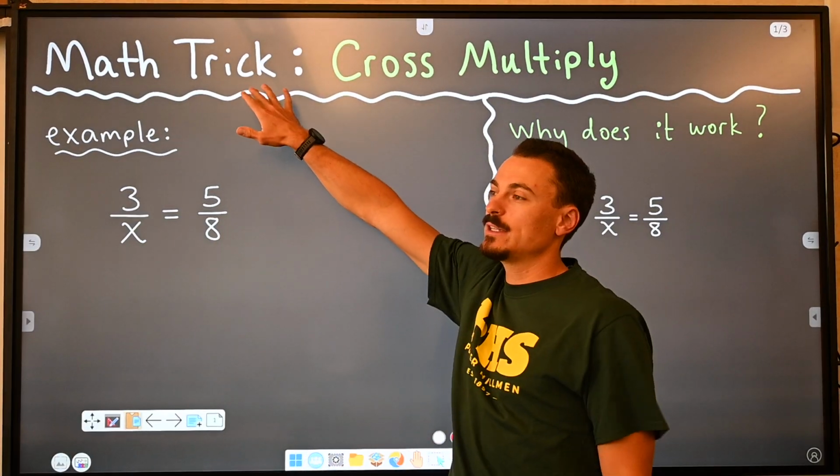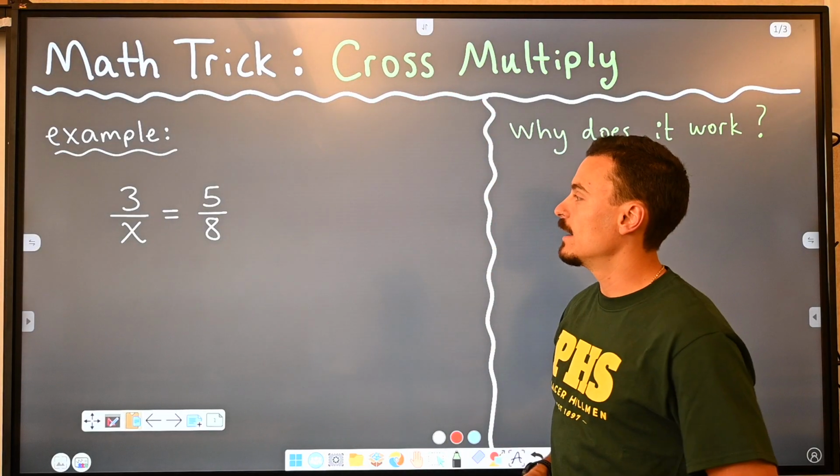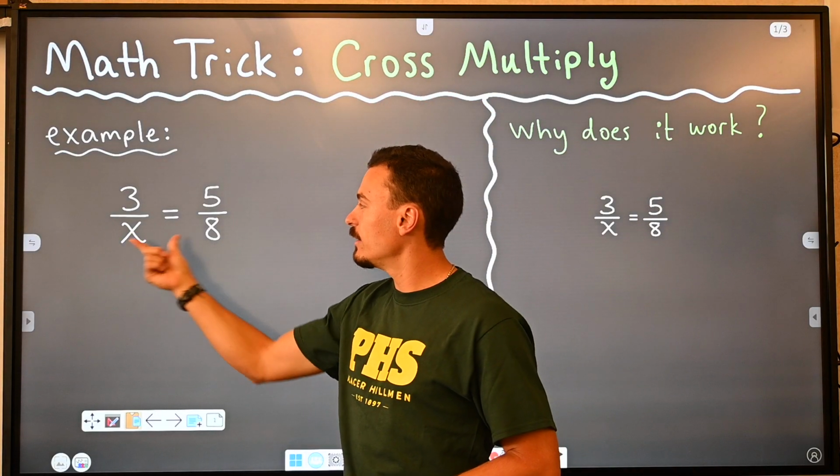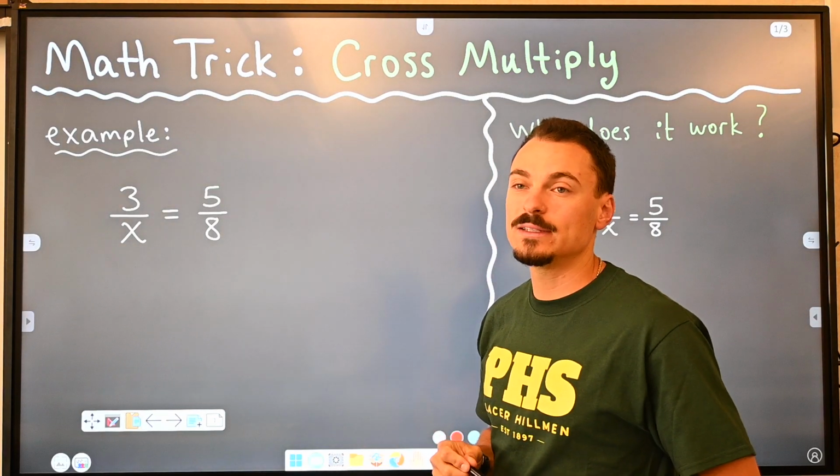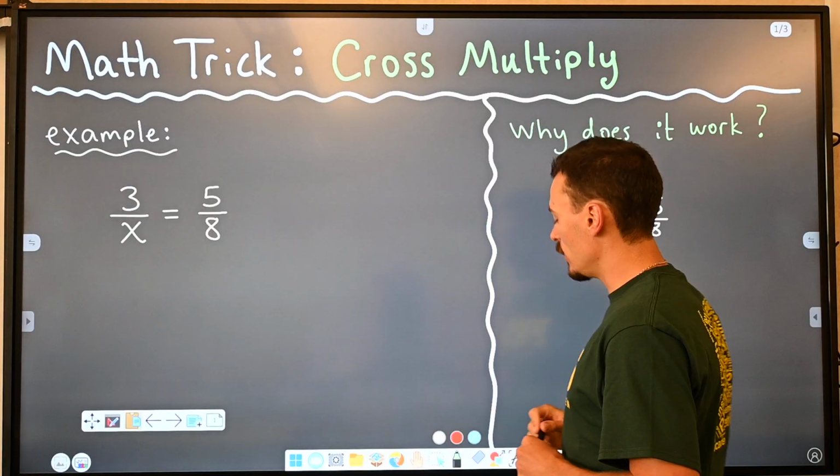We got a little math trick for you today. It's called cross multiply. Whenever you have a fraction on the left and a fraction on the right like this, you can use this math trick. I'm going to tell you one example where you can't use it, and let's get started.